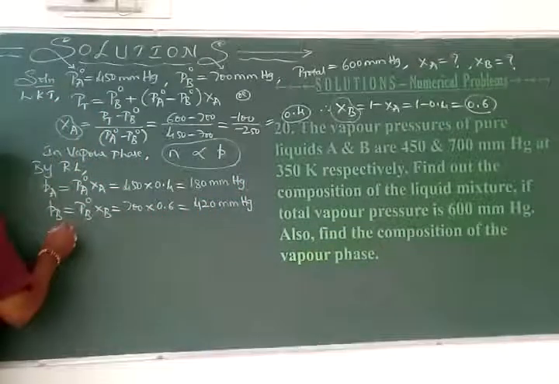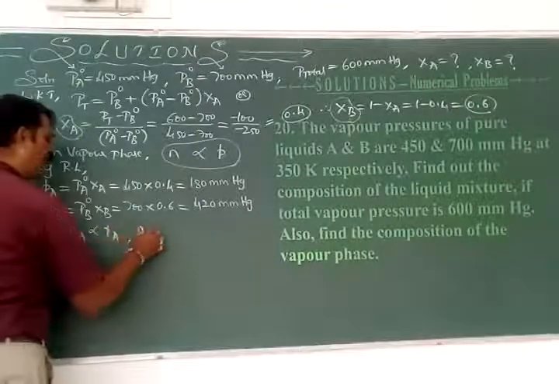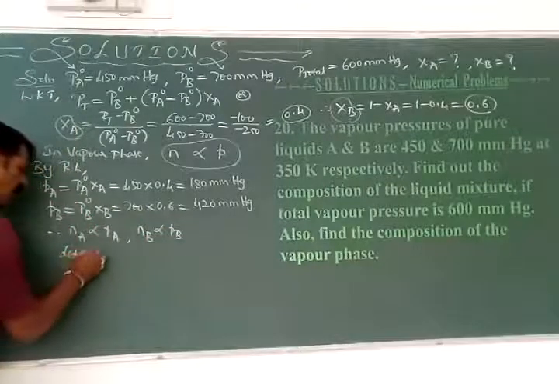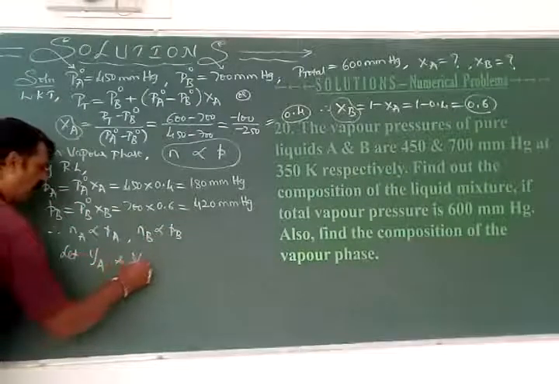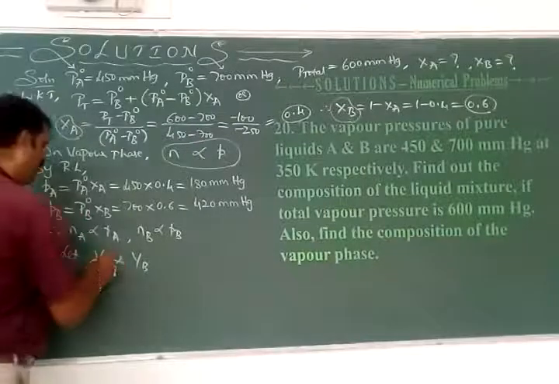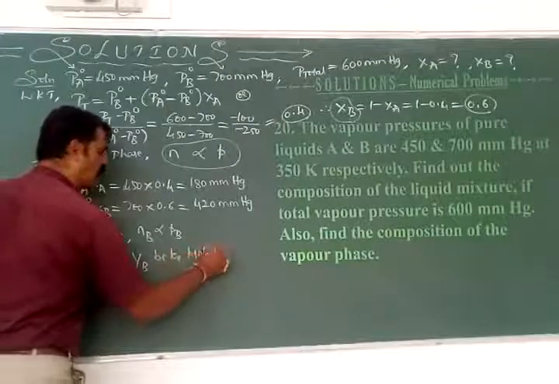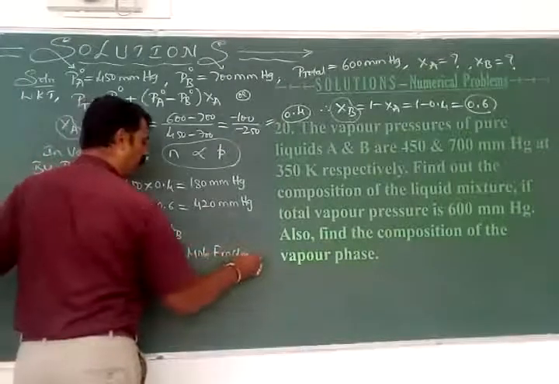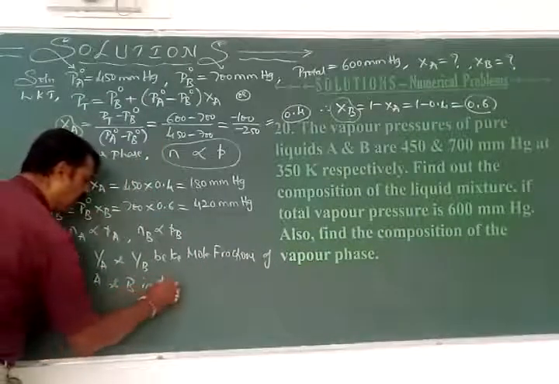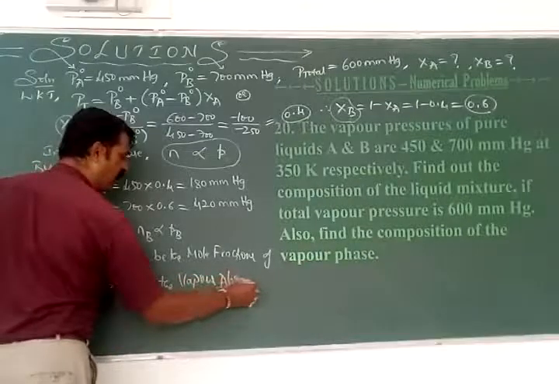Therefore, Na is proportional to Pa, Nb is proportional to Pb. Let Ya and Yb be the mole fractions of A and B in which phases here? Vapor phases.